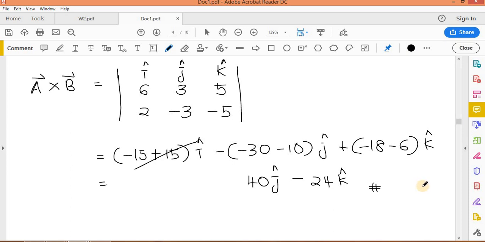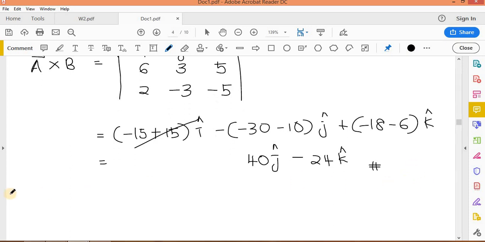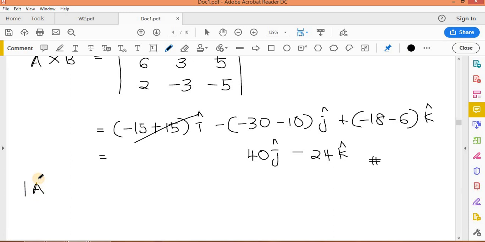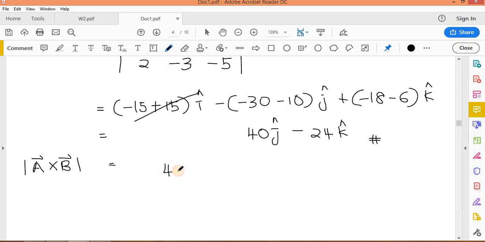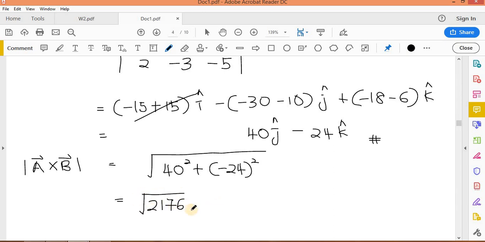Sometimes you might be asked to find the magnitude after you perform the cross product. So what should you do? Same thing, you just take the 40 and square it, and you take the negative 24 and square it, and then take the square root. The answer will be 2176. This one will be the magnitude after you perform the cross product.